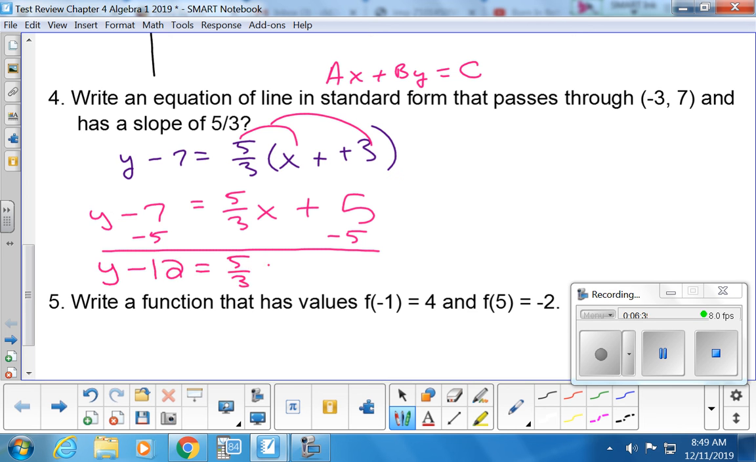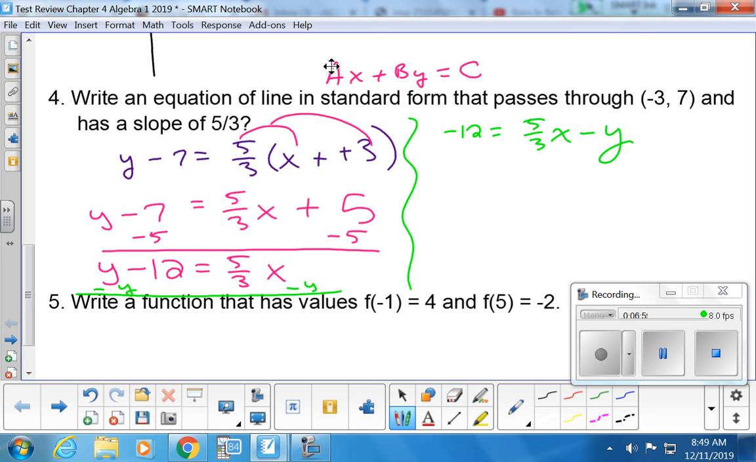Now what do you want to do, Ken? I'm out of room, but we're going to want the y to join the x. So a minus y to get the y to join the x. I'm going to continue up here where I have some more space. It will be a negative 12 equaling a 5/3 x minus y.